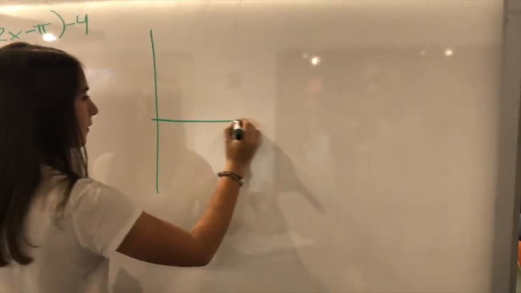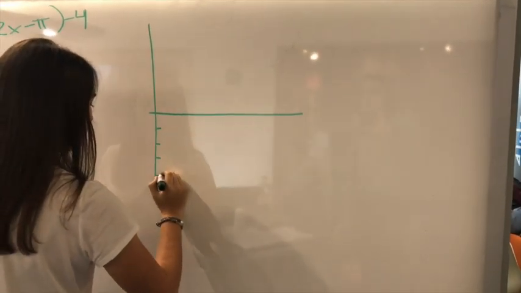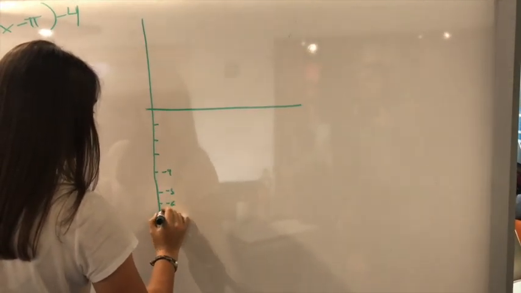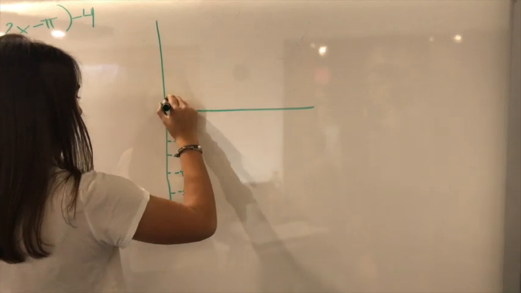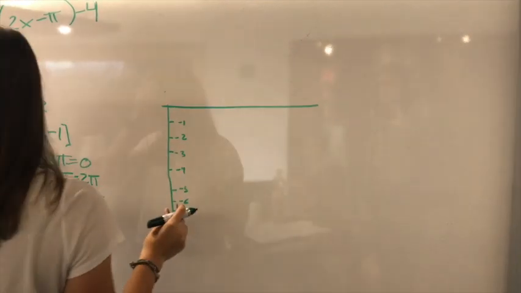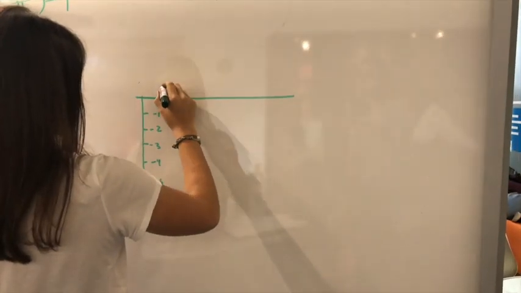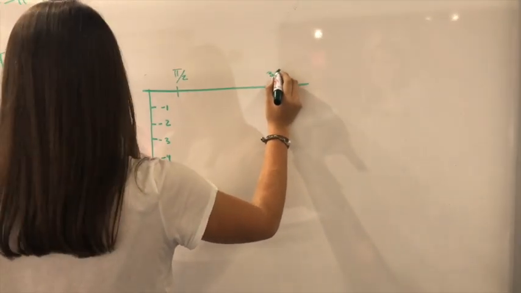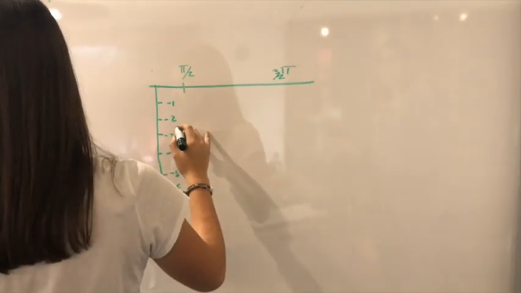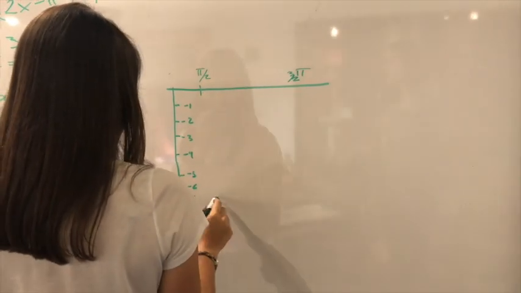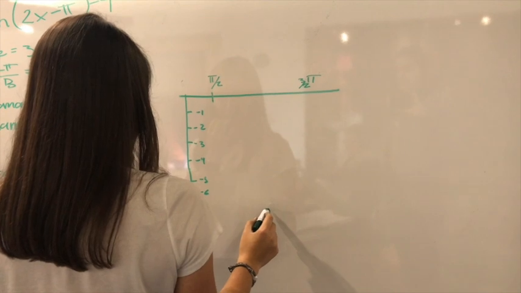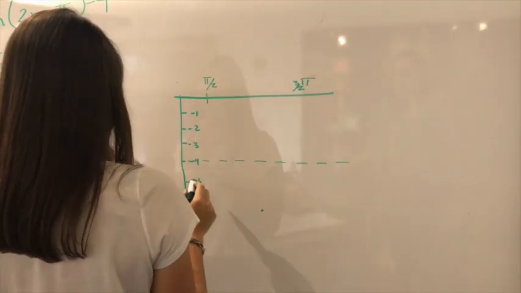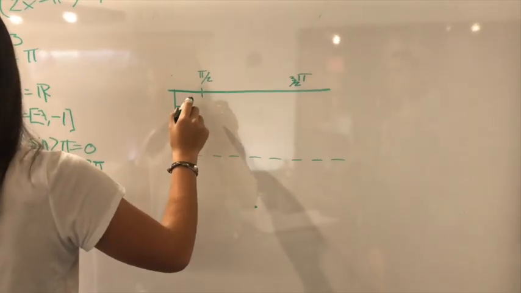Now we graph it. We put the midline at minus 4, and we start going down, given that the sign is negative, and we trace the function from the first point that we determined that is pi halves to the second one that is 3 halves of pi.